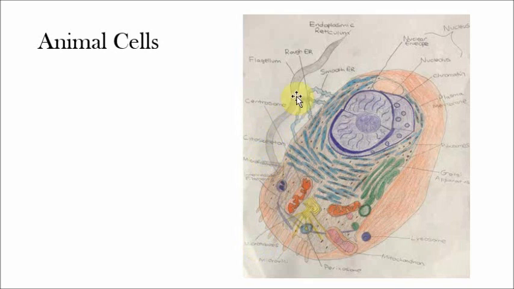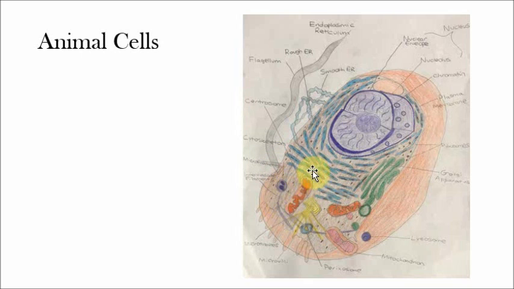Next, we have the cell's flagellum. And if it has more than one, then they're known as flagella. Now, the flagella are important for movement, for helping the cell move from one area to another. Not all animal cells will have flagella, but this is what they would look like if they did.